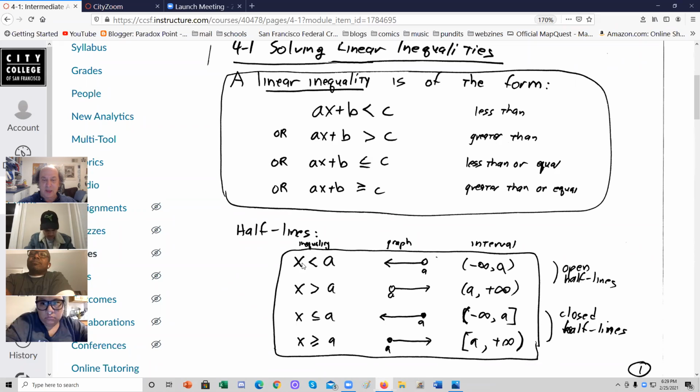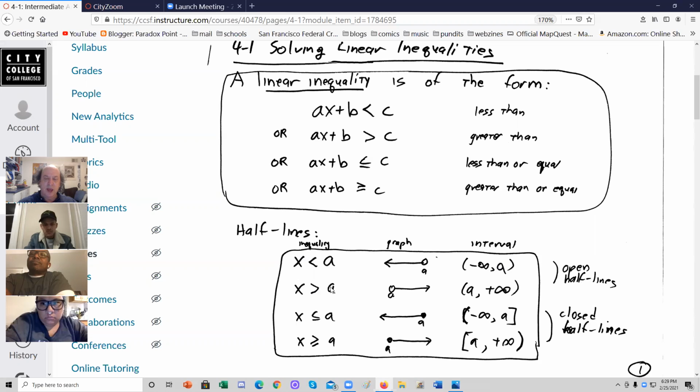Now, x less than a, an inequality like that, its graph is all points to the left of the point a, but not including a. And I denote that by an empty circle. We denote this in what's called interval notation: parenthesis, negative infinity to a. This goes from infinitely to the left up to a, not inclusive.